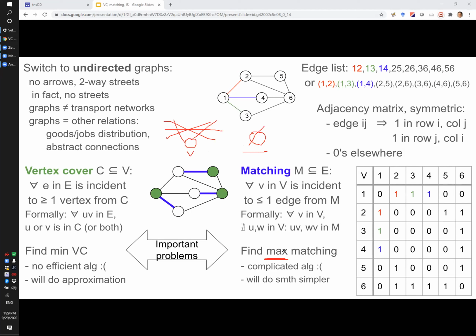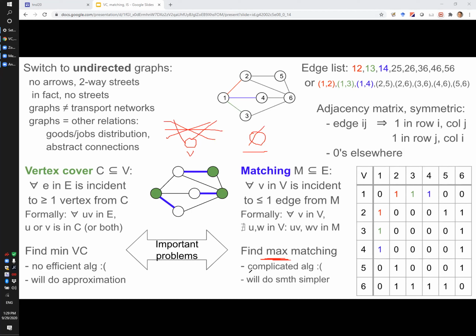Again, thinking of matchings as assignments, you may want to assign as many people to each other, or as many jobs to the workers, as possible. So whatever you want to do, as many assignments, as many matchings as possible, and hence usually the goal is to maximize the matching, or at least that's the interesting thing. The interesting thing is to find a maximum subset of edges, no two of which share a vertex.